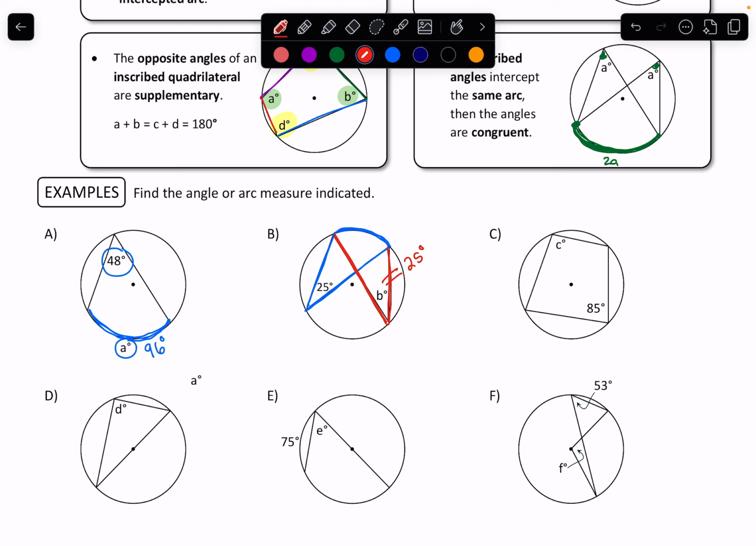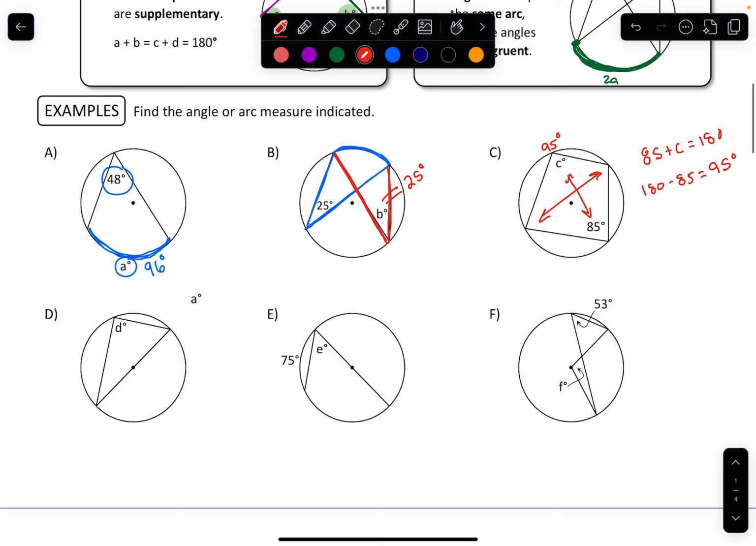Example C, I've got an inscribed quadrilateral, and I learned that opposite angles add up to 180 degrees. So that means 85 plus C is going to equal 180. So I just take 180 minus 85 degrees, and that gives me angle C, which is going to be 95 degrees. So this angle would be 95 degrees.